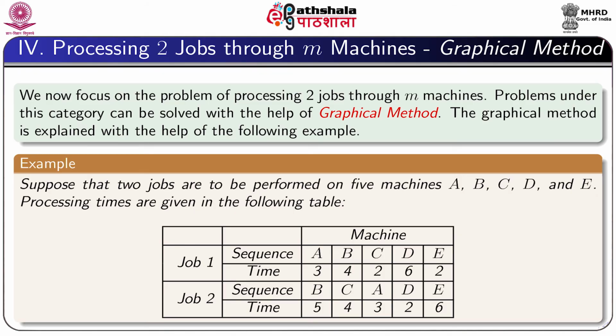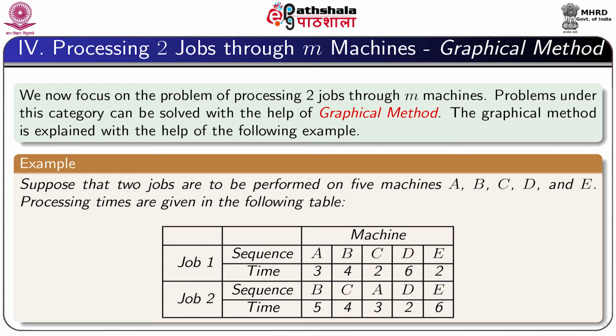We now proceed to solve type 4 job sequencing problem, that is processing of 2 jobs through M machines. Problems under this category can be solved with the help of the graphical method. The graphical method is explained with the help of the following example. 2 jobs are to be performed on 5 machines, say A, B, C, D and E, and the processing times are given in the following table.